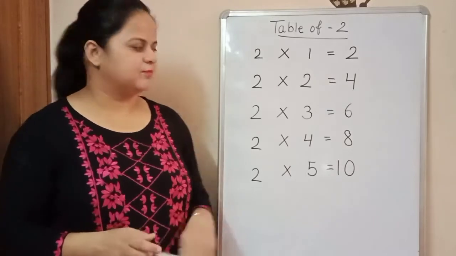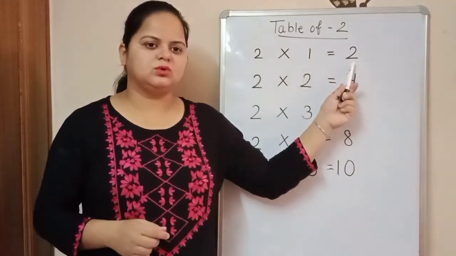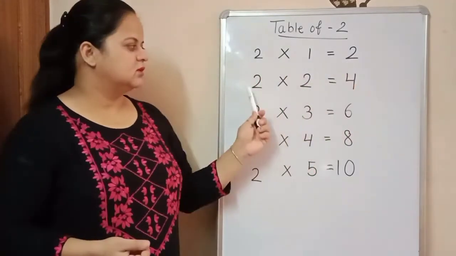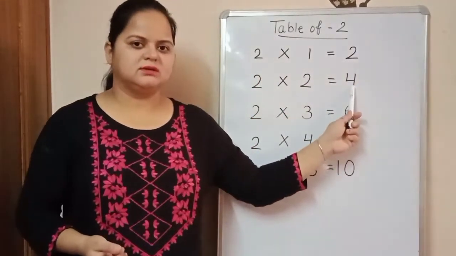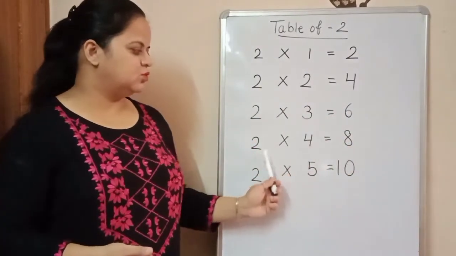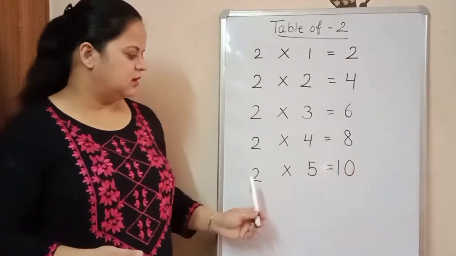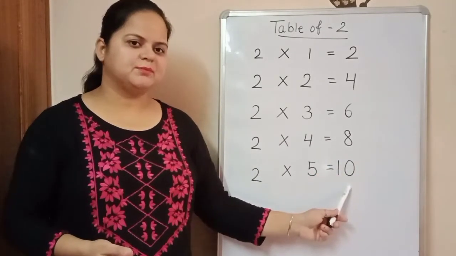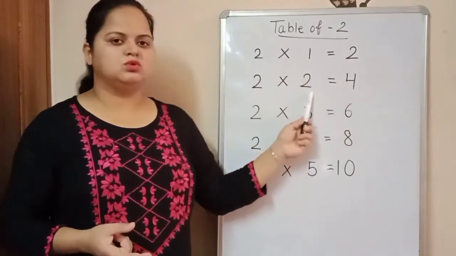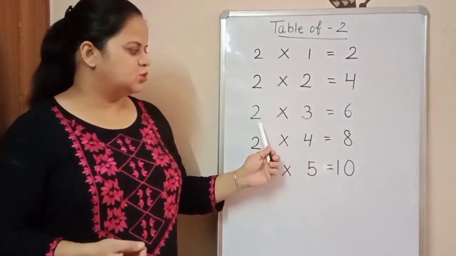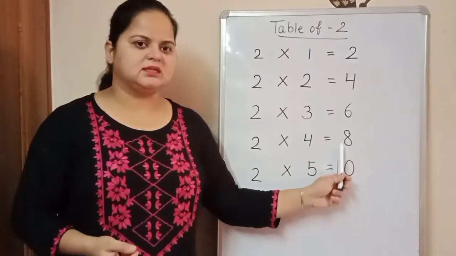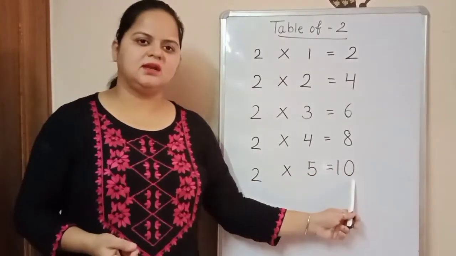Let's repeat again. 2 ones are 2. 2 twos are 4. 2 threes are 6. 2 fours are 8. 2 fives are 10. 2 ones are 2. 2 twos are 4. 2 threes are 6. 2 fours are 8. 2 fives are 10.